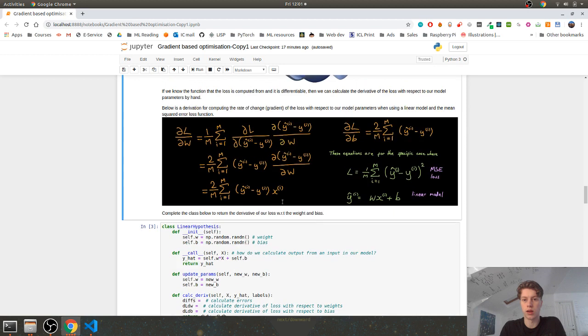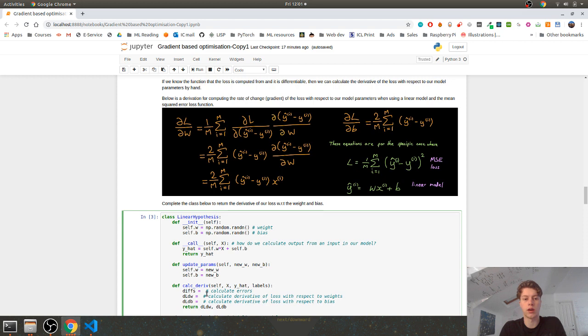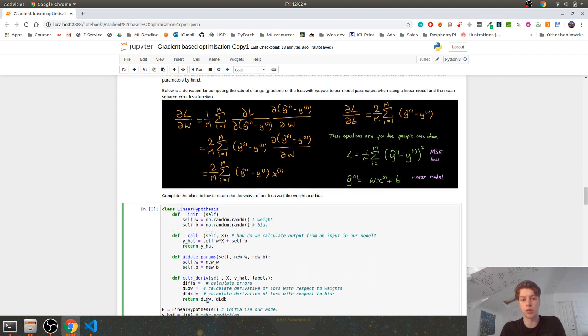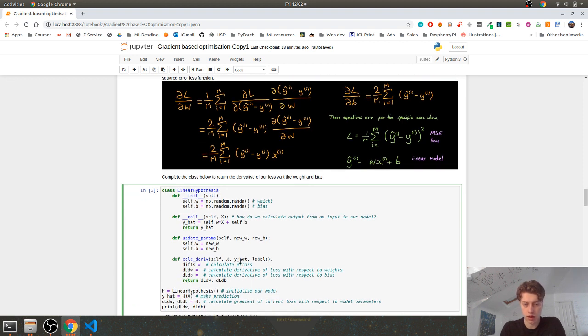Okay, so we're going to implement those now to update our linear hypothesis class. We're going to add this method to calculate the derivatives, which is going to account for us using the mean squared error loss, and then return some values which are the rate of change of our loss with respect to the model parameters. So firstly, this is going to take in our predictions, our y hat, and the labels, as well as the inputs. So the inputs, our predicted outputs, and the true labels.